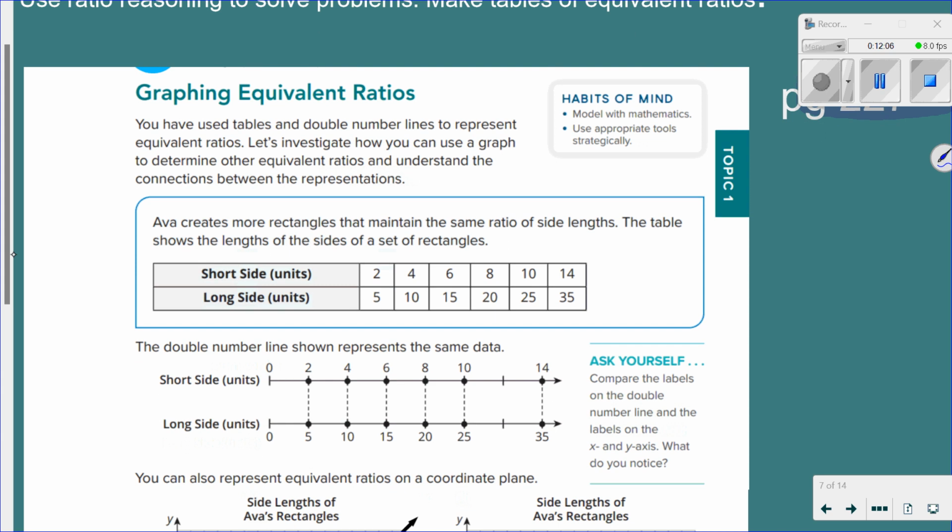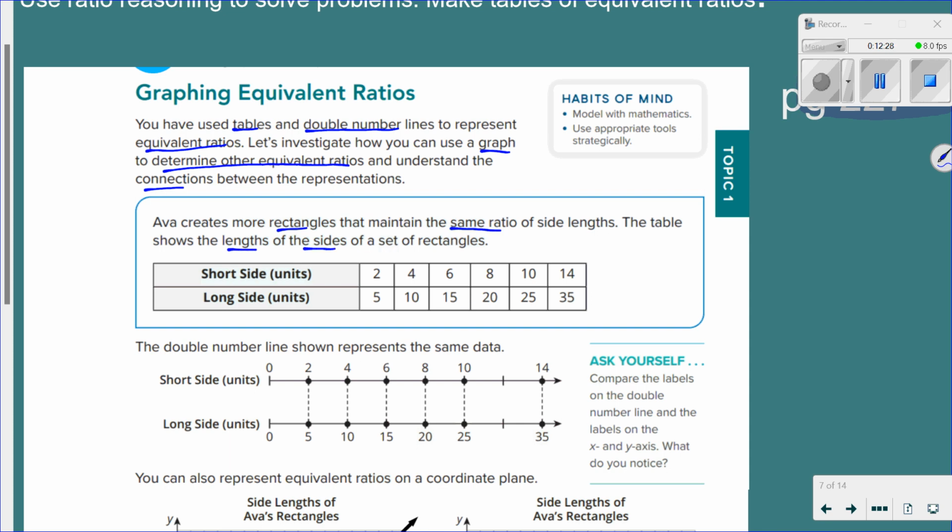So far, we've used tables, we've used double number lines to represent equivalent ratios. Now let's see how we can use a graph to determine other equivalent ratios and understand the connections between the representations. So Ava is doing rectangles that maintain the same ratio, and the table shows the lengths of the sides of the set of rectangles.